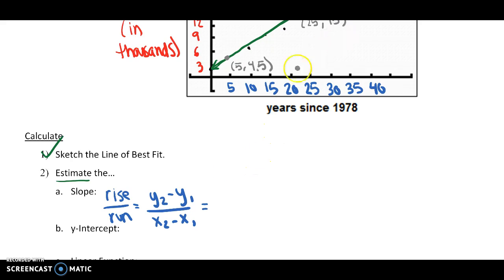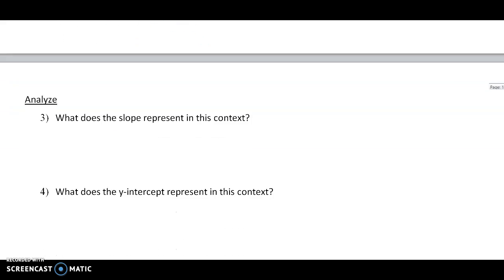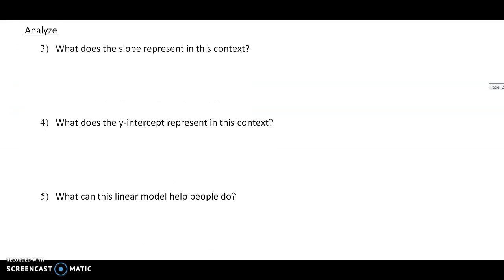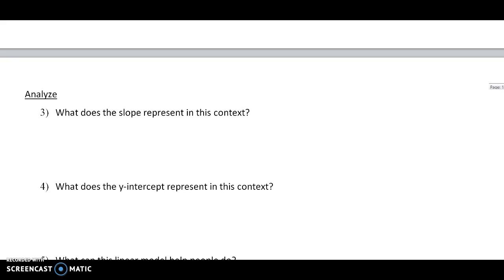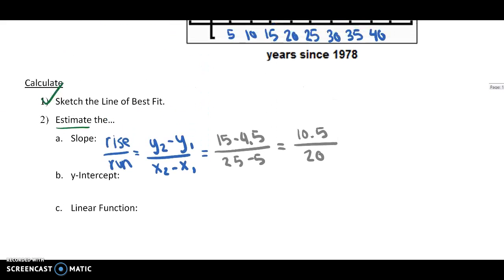So if I want to find the slope, I'm going to find the change in y, which our y is our 15 and our 4.5. And I'm going to divide it by the change in x, which I've started here. I'm going to start here, is 25 minus 5. Go ahead and compute that on your own. Okay, so for my slope, I get about 10.5 over 20. So in a minute, we're going to talk about what that really means in this context, because that's the important part of statistics. It's not just having data, but analyzing it. But we'll go back to that.